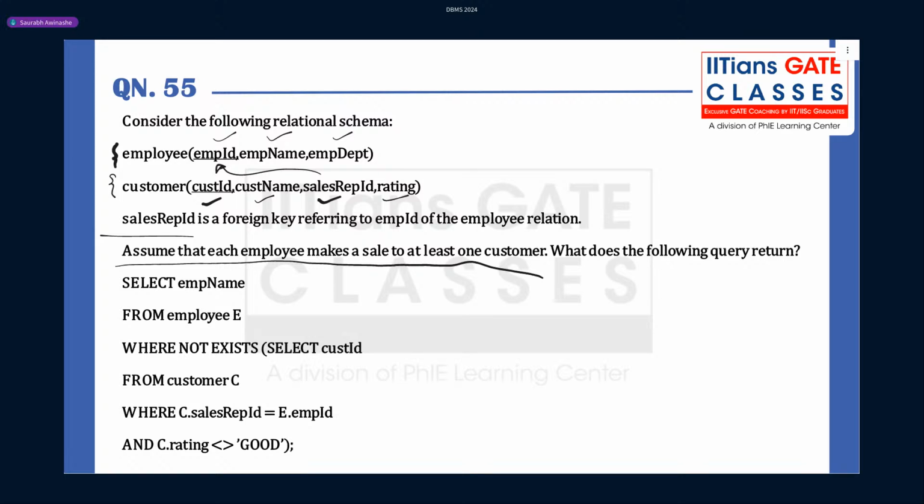So let's look at the inner query first and try to find out what it's doing. So this is a correlated query for every tuple in employee E. This particular inner query will be evaluated. So let's see what it's doing. We want to select the customer ID from the customer table such that the sales rep ID matches the employee ID and the rating is not good.